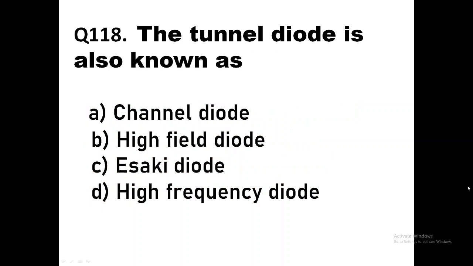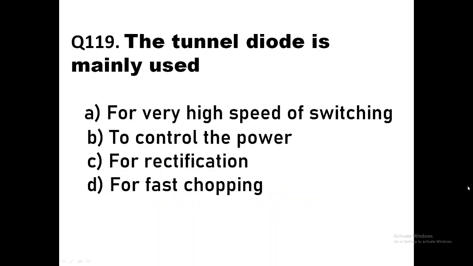The tunnel diode is also known as. So options are channel diode, high field diode, Esaki diode, and high frequency diode. So the option C, Esaki, because the person who invented the tunnel diode, his name is Esaki. So it is also called Esaki diode. So the tunnel diode is also known as Esaki diode. Then we'll go to the next question, question number 119.